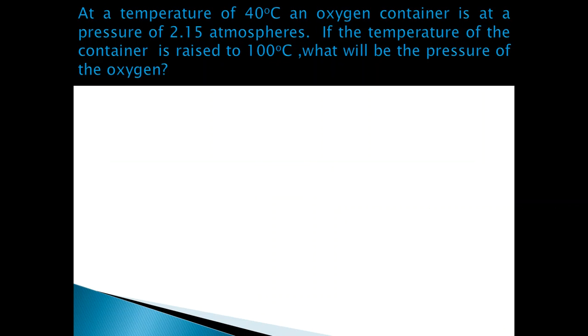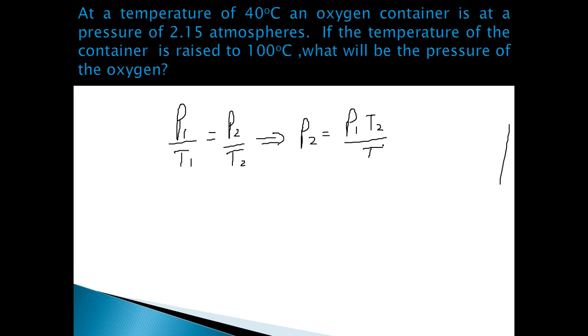All right. So let's look at this particular example. It says at a temperature of 40 degrees Celsius, an oxygen container is at a pressure of 2.15 atmospheres. If the temperature of the container is raised to 100 degrees Celsius, what will be the pressure of the oxygen? So let me start here. Again, it's P1 over T1 is equal to P2 over T2. And the question is asking for the new pressure. So we can rearrange this to get P2 is equal to P1 T2 over T1.